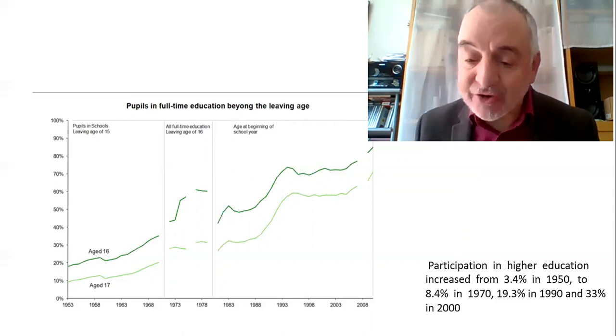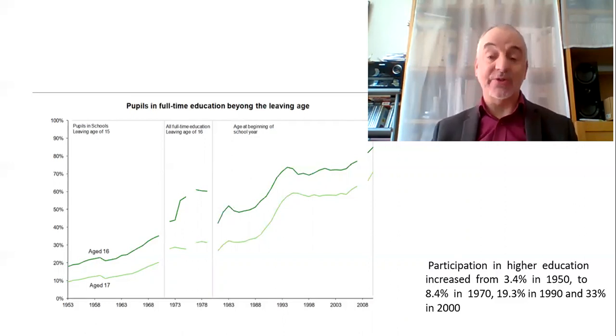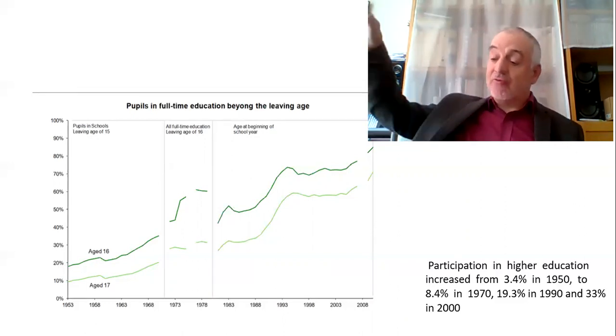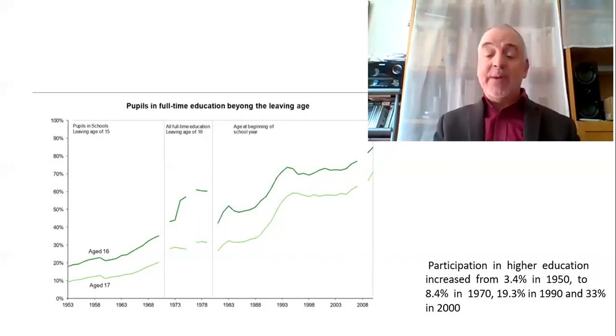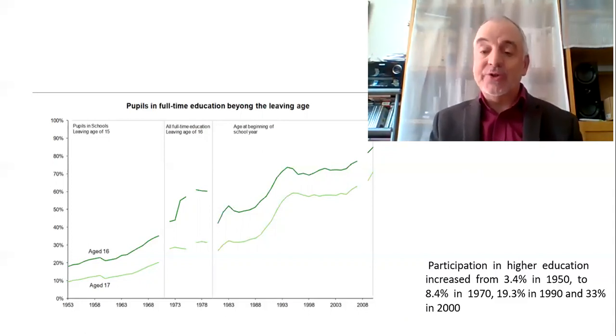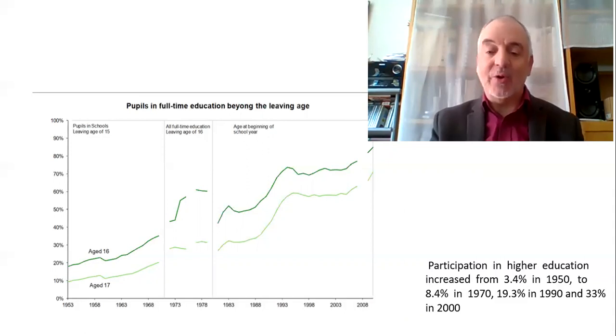Higher education increased from 3.4% in 1950 to 8.4% in 1970, 19.3% in 1990, and 33% in 2000. So a continuing rise. Now, obviously, people are more educated. Does this make people want to go to museums more? I think it does, but I must admit I've not seen studies that actually prove this, so I better look into that.